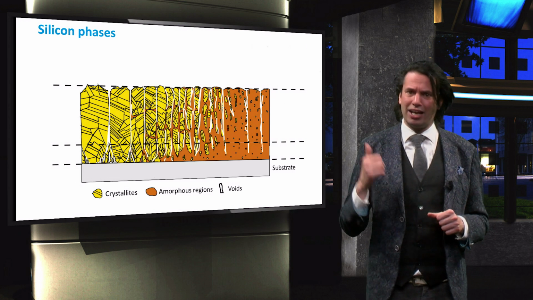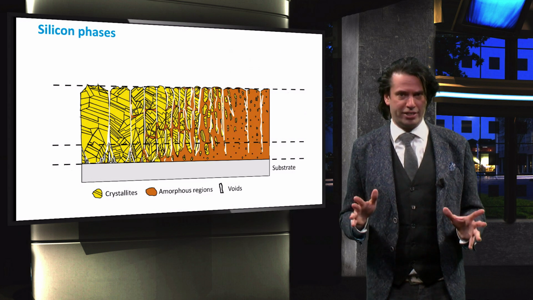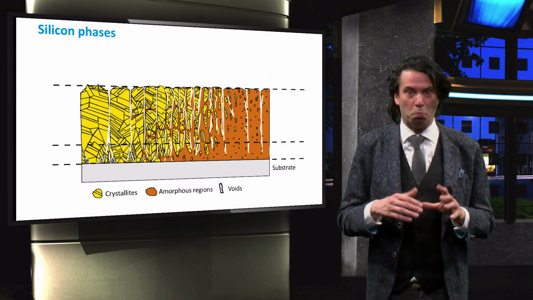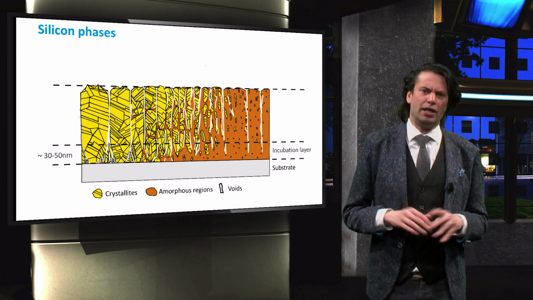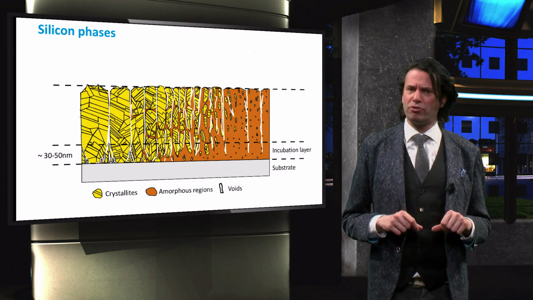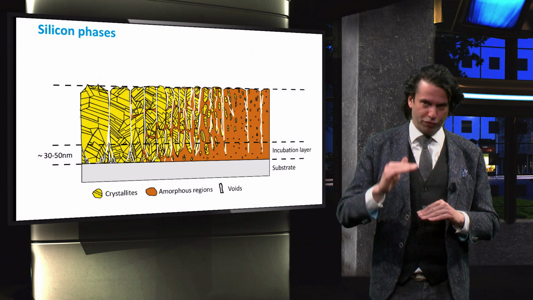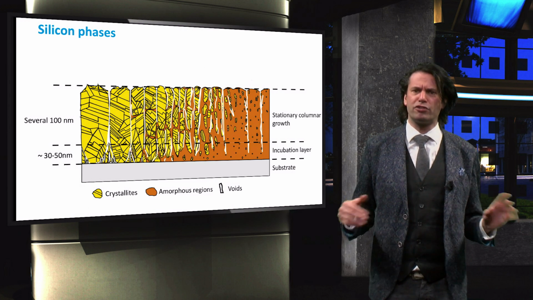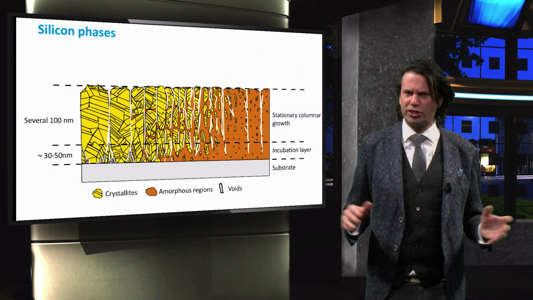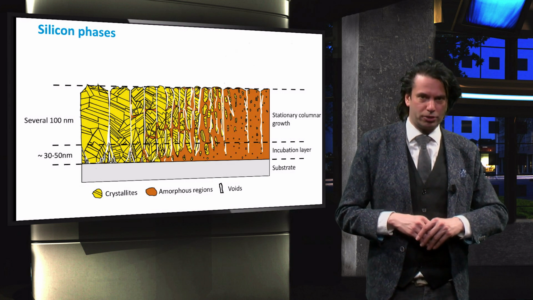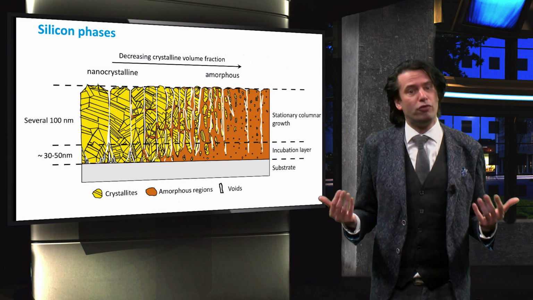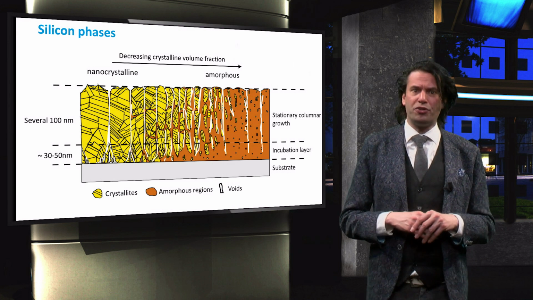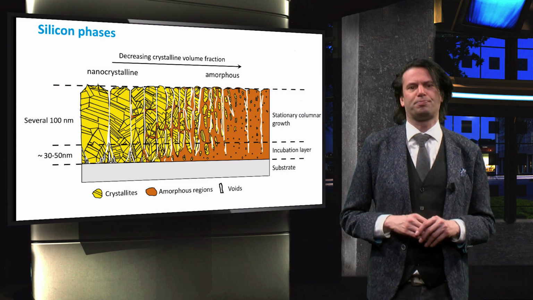We can see on the left-hand side a fully crystalline phase. The material is close to polycrystalline silicon, except that it contains more cracks and pores. These cracks and pores are even more pronounced in the first tenths of nanometers of the growth, which is known as the incubation layer. The incubation layer is followed by stationary columnar growth, which is usually up to several hundreds of nanometers. We can see that the crystalline volume fraction decreases from the left to the right, and that the material on the right-hand side is fully amorphous.